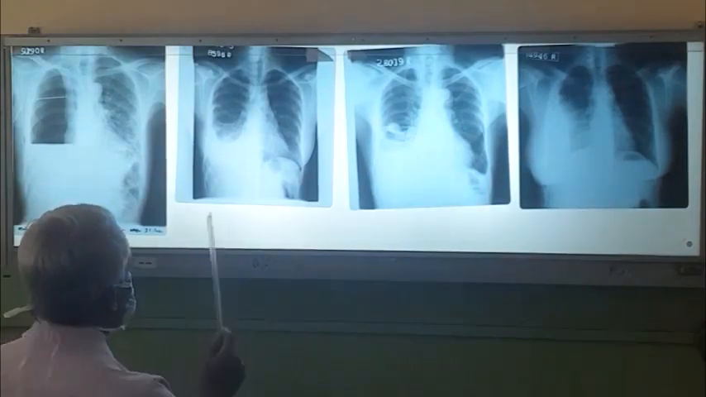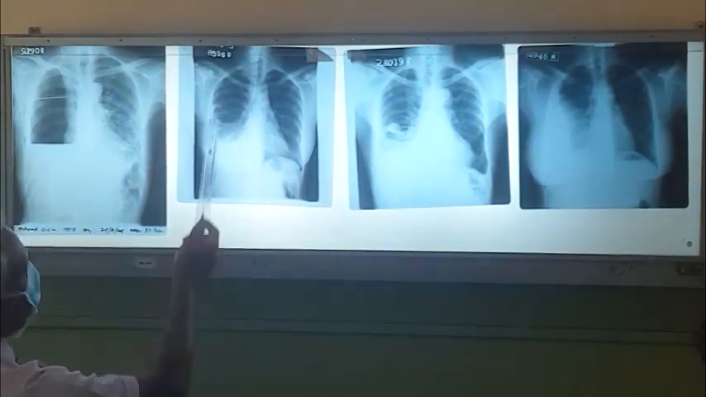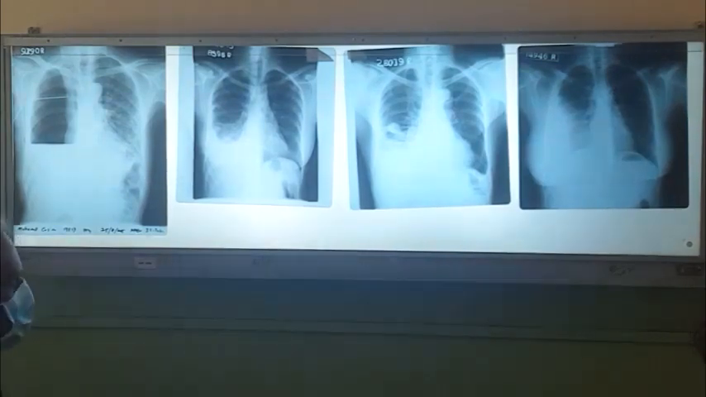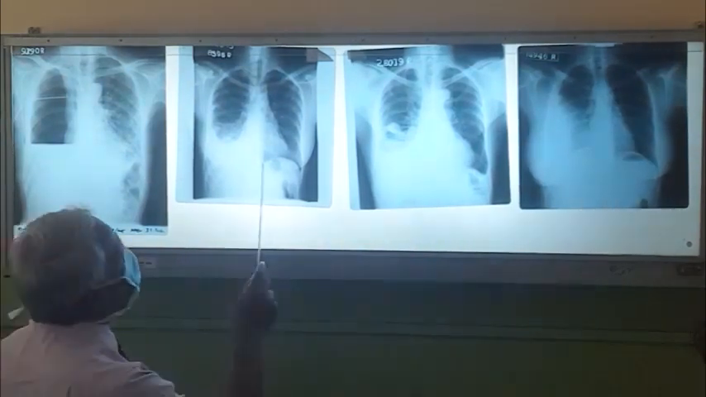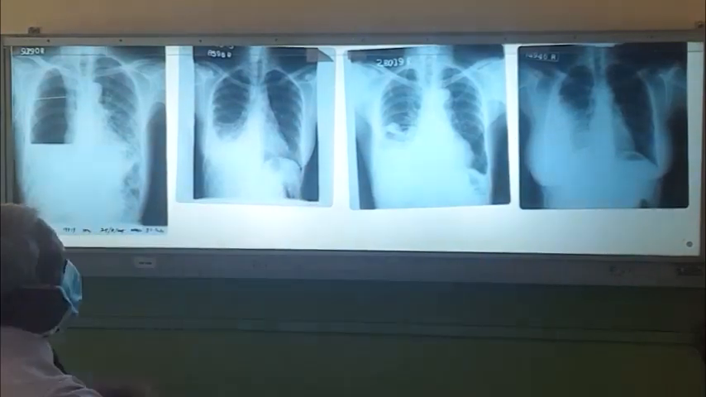Right. This one again, it's a grossly rotated field, and you can see the whole spine. So this is overexposed, right? But both patients have taken a good breath. So this is done in inspiration, right?